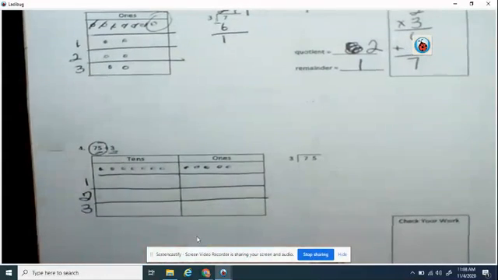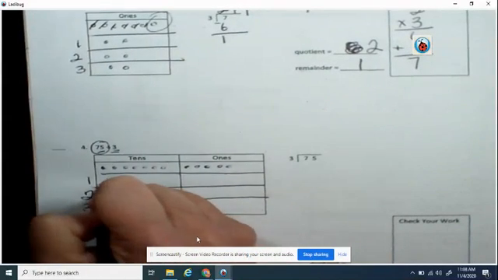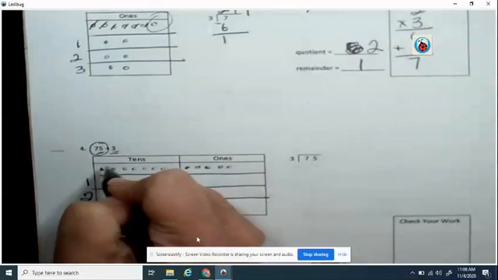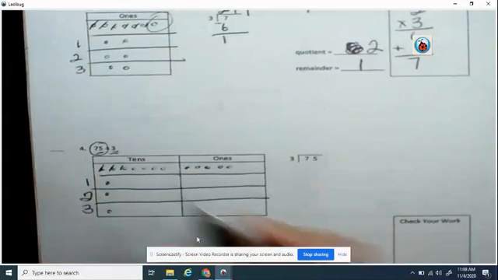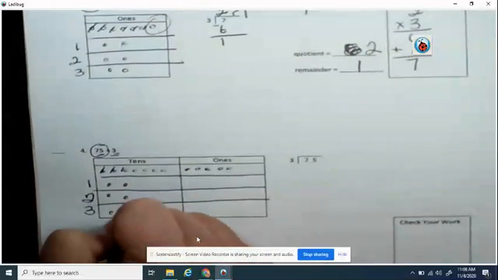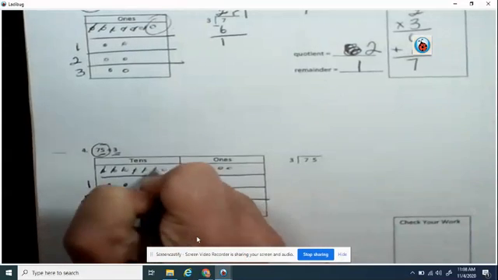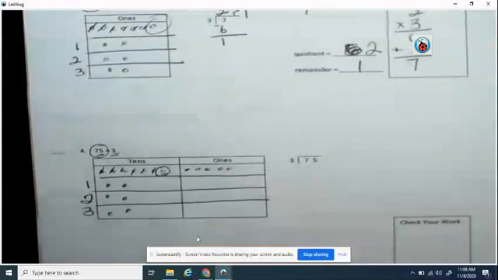We start with our 10s. Okay, 1, 2, 3. 1, 2, 3. 1, 2, 3. 1, 2, 3. I've got 1 left over. I know I'm not going to be able to split that 1. Okay, so I can't split that 1.